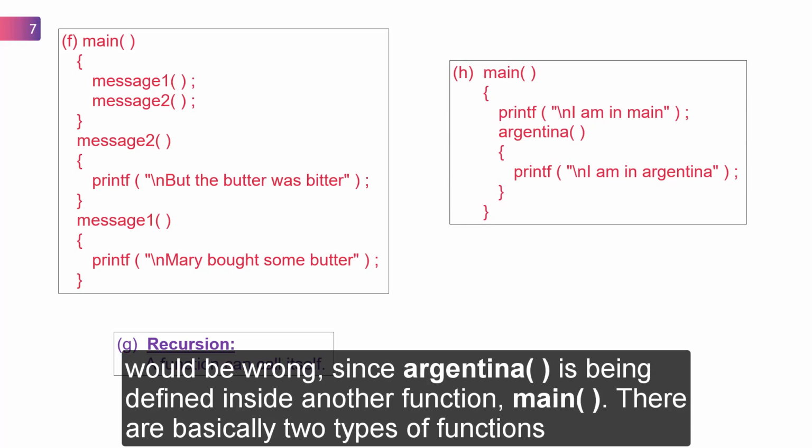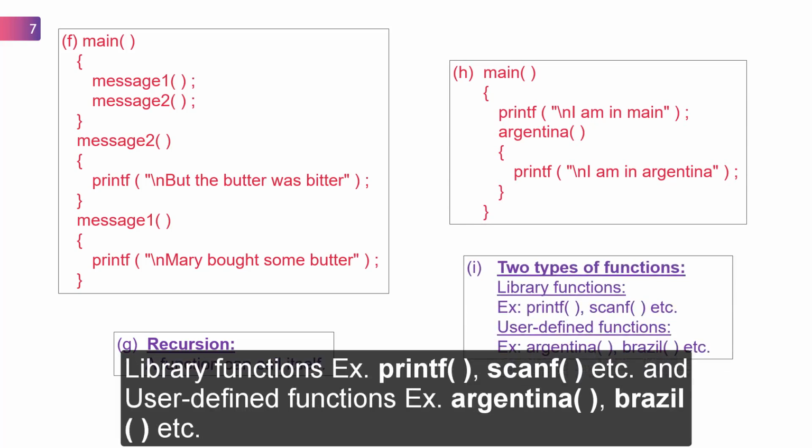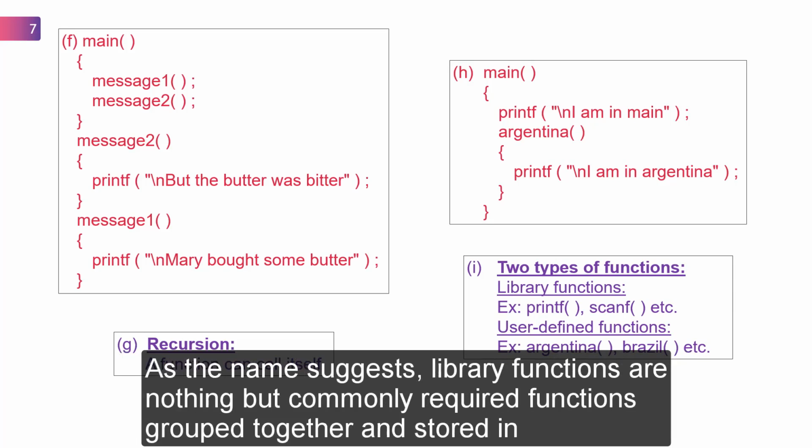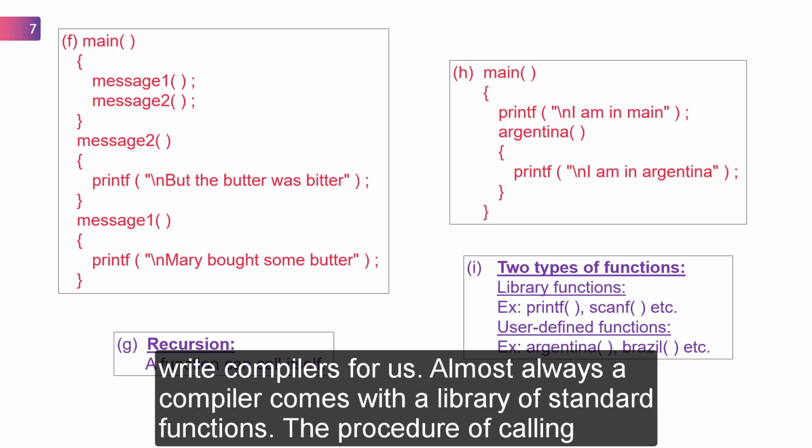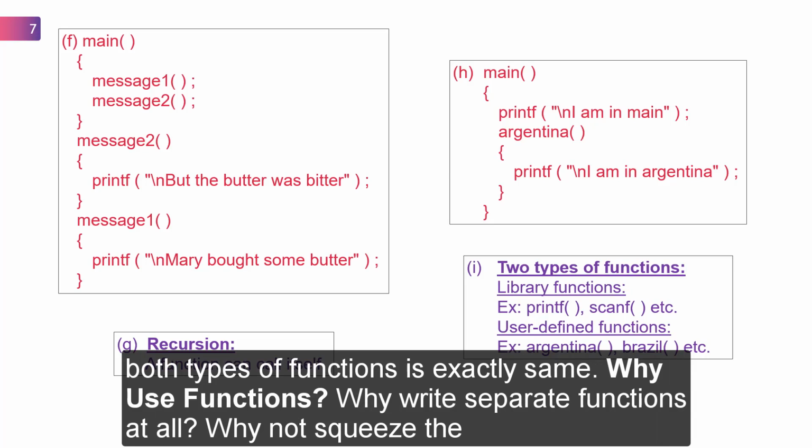There are basically two types of functions: library functions, example printf, scanf, etc., and user-defined functions, example Argentina, Brazil, etc. As the name suggests, library functions are nothing but commonly required functions grouped together and stored in what is called a library. This library of functions is present on the disk and is written for us by people who write compilers for us. Almost always, a compiler comes with a library of standard functions. The procedure of calling both types of functions is exactly the same.